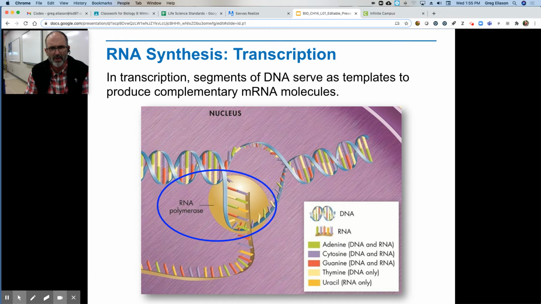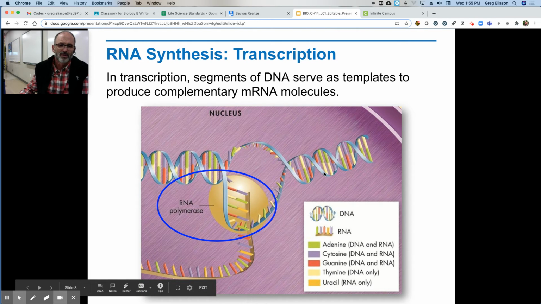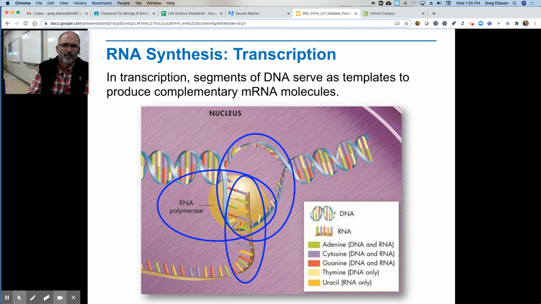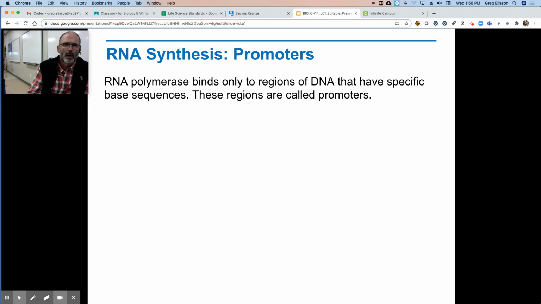Those are the different pairs. If you notice, the top one here is a G, and that's pairing with a C, a cytosine. Then we have a thymine, which is in DNA, and that pairs with an adenine, the green one. The adenine here, because this is RNA, is pairing with uracil, right down here. So the base pairing rules switch slightly with RNA compared to DNA.